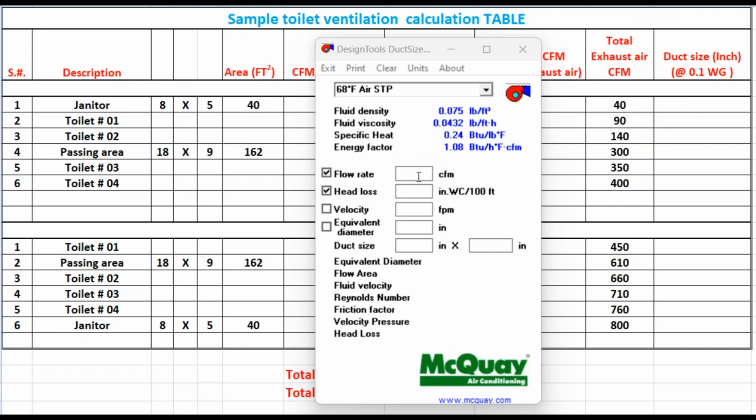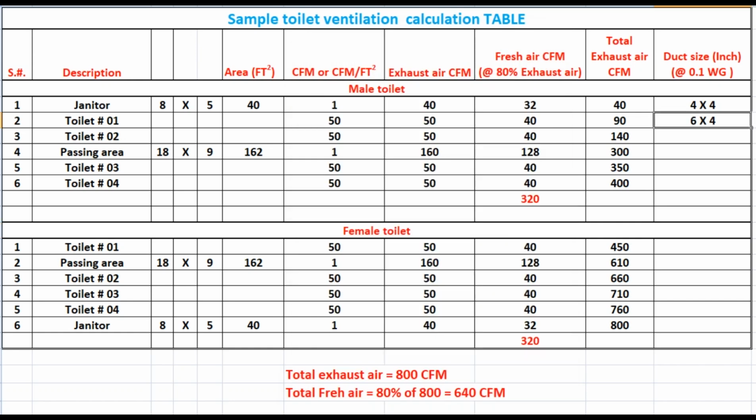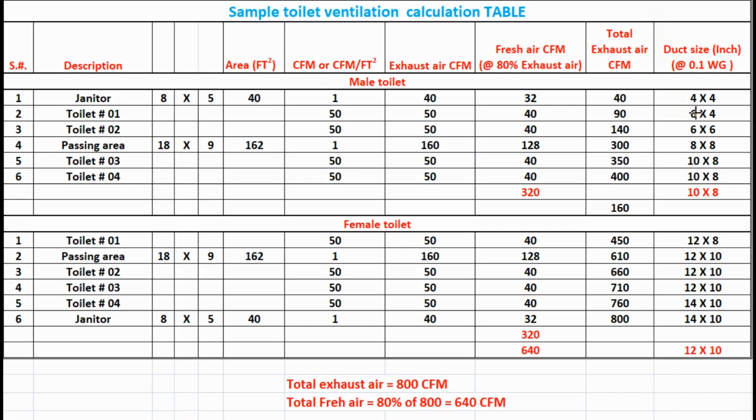At the first cross section we have the CFM 40 and head loss 0.1. Then the duct size for that CFM will be 4 by 4 inch. Then at the next cross section we have the CFM value equal to 90, head loss 0.1. Then the duct size for that CFM will be 6 by 4 inch. Similarly, we have selected the duct size for each cross section.